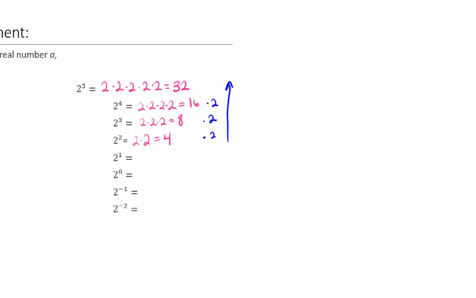Now, what if we want to go down the list? So how would I get from one to the next, right? If I want to get from 32 to 16, I would divide by 2, right? 32 divided by 2 equals 16. 16 divided by 2 equals 8. 8 divided by 2 equals 4. 4 divided by 2 equals 2, right? So the next one would be 2.